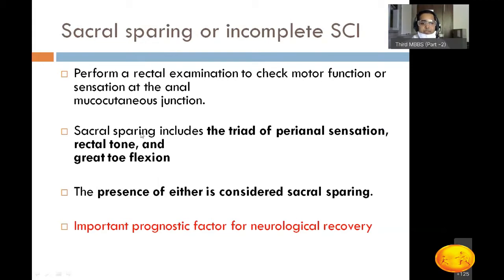Sacral sparing can be present if there is a perianal sensation, or if there is a rectal tone, or if there is a great toe flexion, because as we discussed, S1 is responsible for great toe flexion. So from S1 to S5, if any is present, it is called an incomplete spinal cord injury or sacral sparing, which is an important prognostic factor for neurological recovery. Patients with incomplete spinal cord injury will have a good prognosis for neurological recovery, while patients with complete spinal cord injury will have a poor prognosis for neurological recovery.